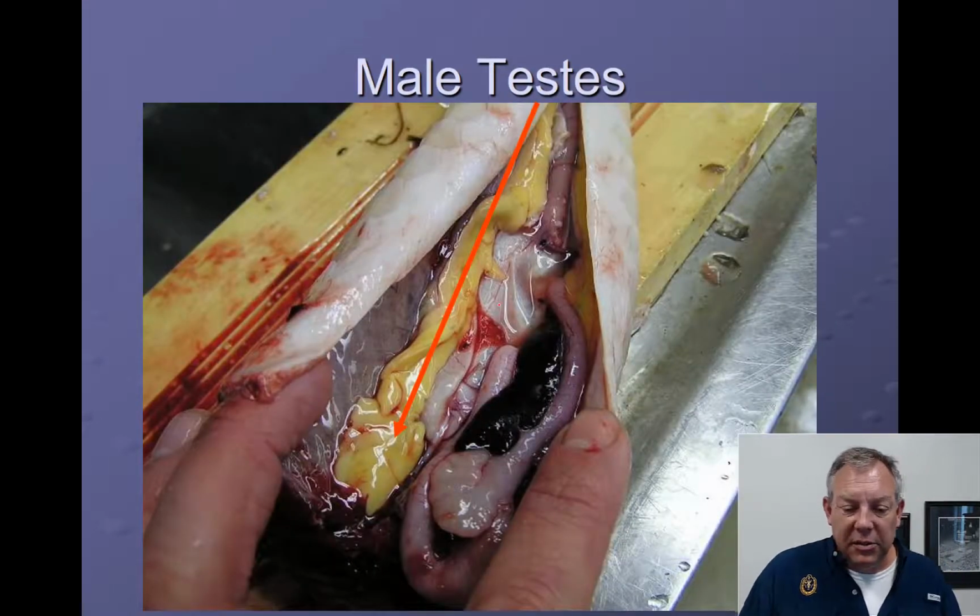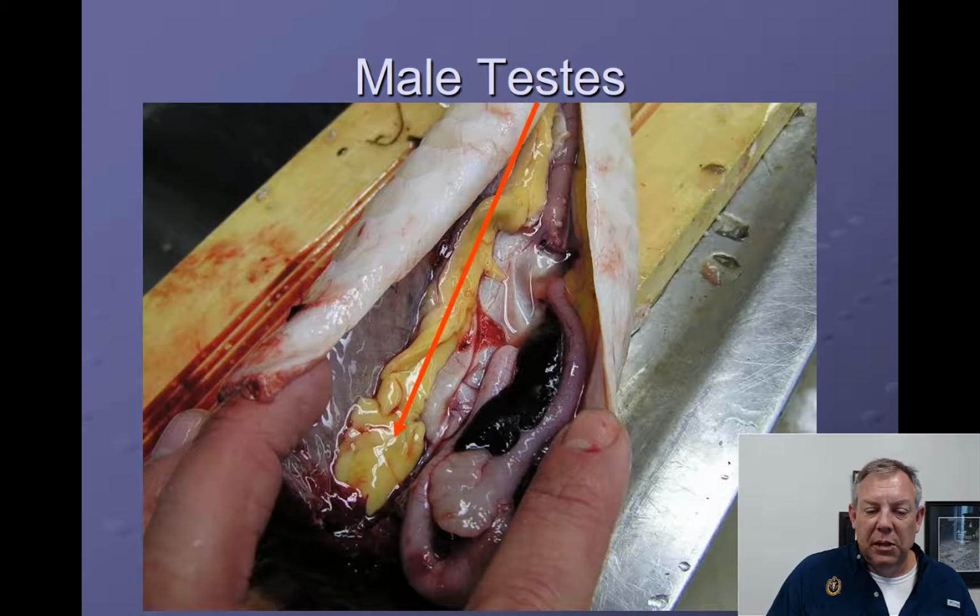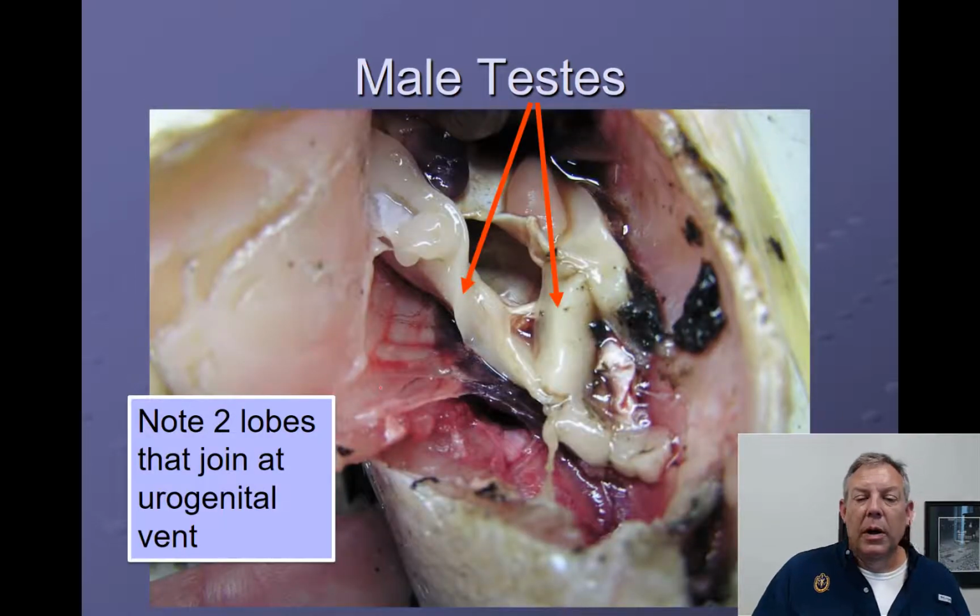Now here's testes. And so you can see this big, long, yellow, this looks like maybe a sturgeon. And so that does kind of look like fat. One thing to look for is that just like there are two ovaries, there are two lobes to the testes. And again, you see this kind of looks like white fat, but they always come together right at the urogenital vent. And the same is true for the ovaries.